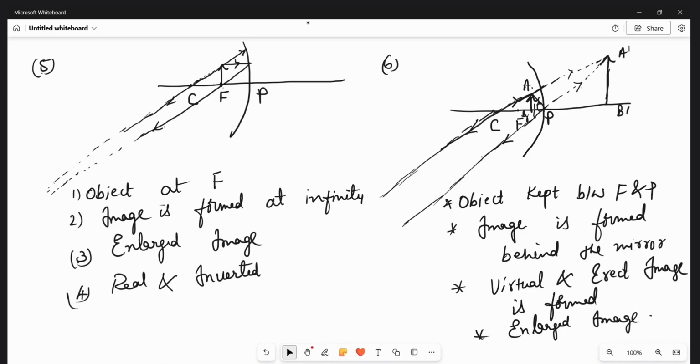So these are the 6 cases, different positions of the object where we get the images. We try to learn them. In this, what we observe is that only in the last case are we getting a virtual image. Otherwise, all are real images. And even the virtual image is an enlarged one. We don't get a diminished image here. Here we get a virtual image which is enlarged.